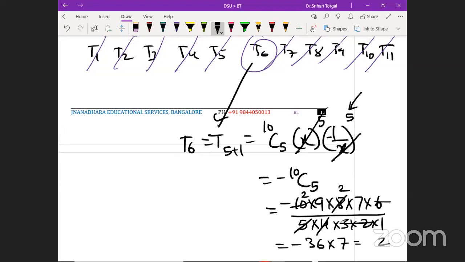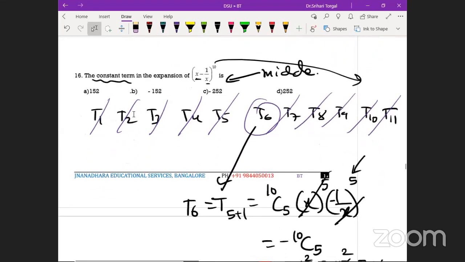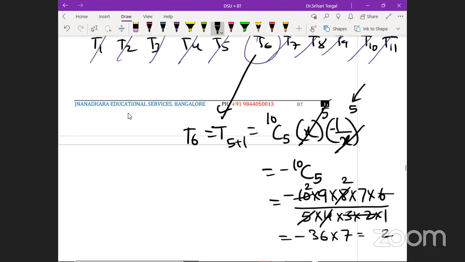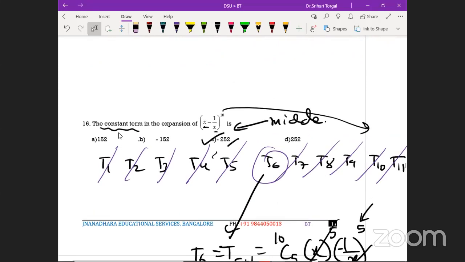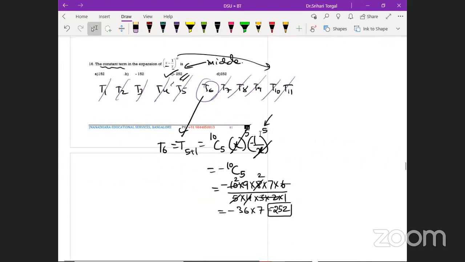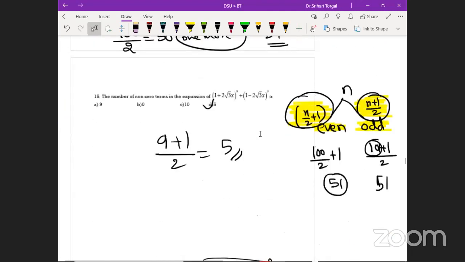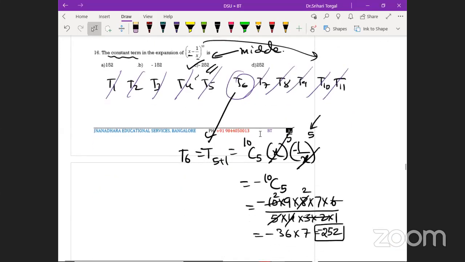The number ending with 2 is the answer. I think both end with 2 only. All of them end with 2. 21, 20, 21 plus 4, 25, 252. Minus 252 is the answer. Minus 252. Constant term, right? Okay, next.